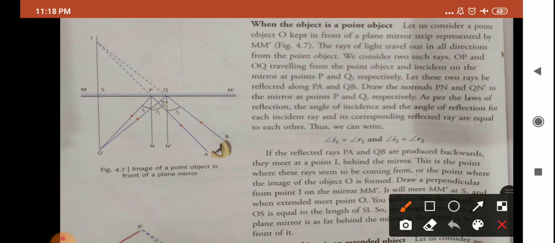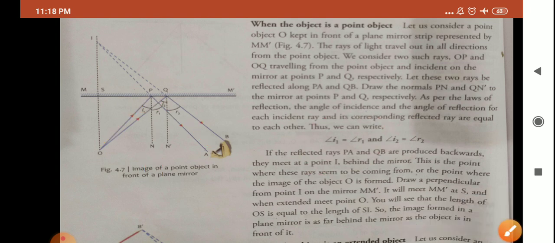You can see from the diagram also, children. This ray is going like this, after that it is reflected like this. We consider an imaginary normal which is dividing the angle of incidence and the angle of reflection. Suppose I1 is the angle of incidence and R1 is the angle of reflection. So angle I1 will be equal to angle R1, because whenever any ray falls on the surface, it follows which law? They follow laws of reflection.